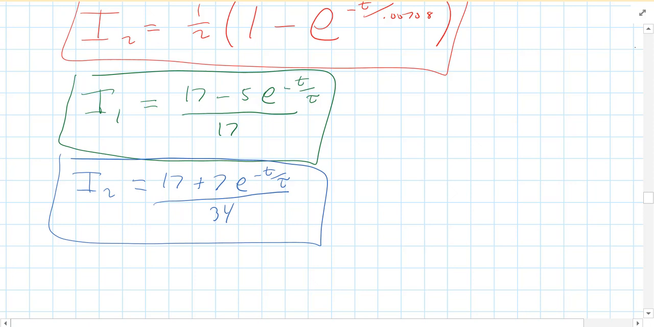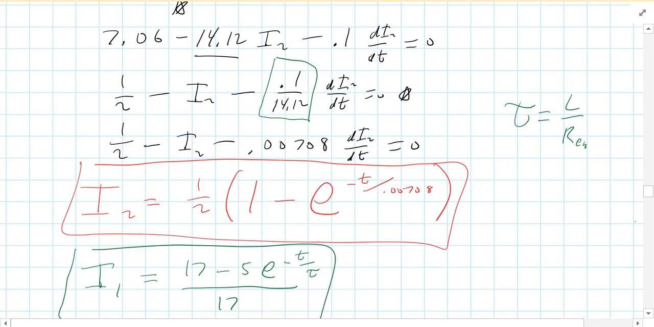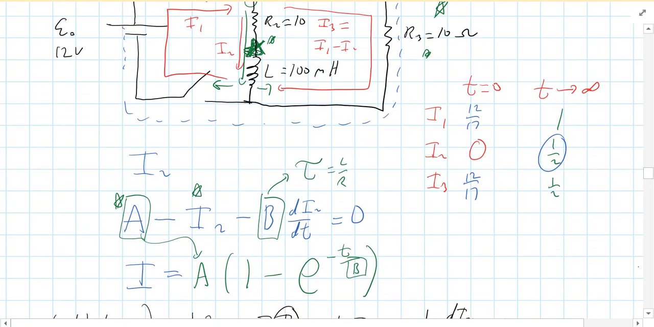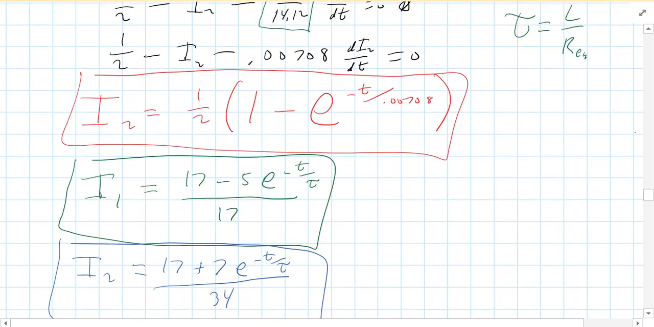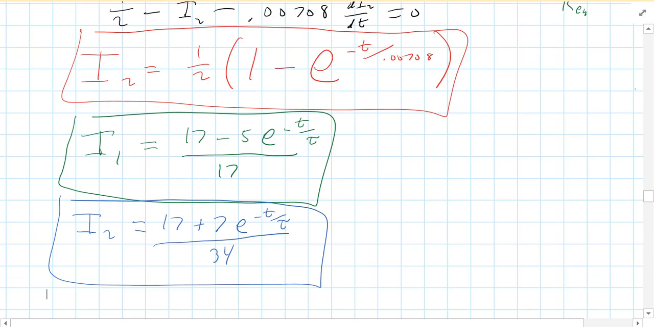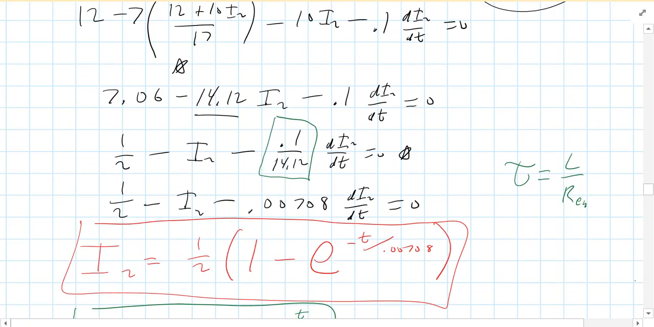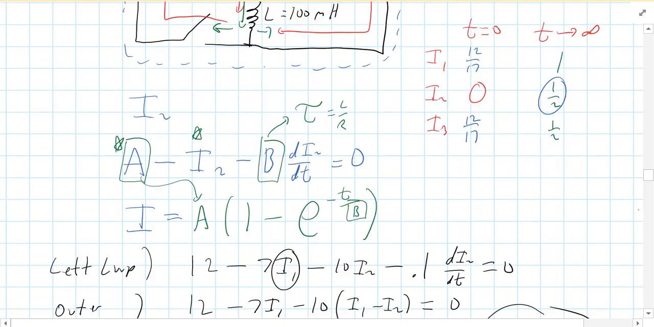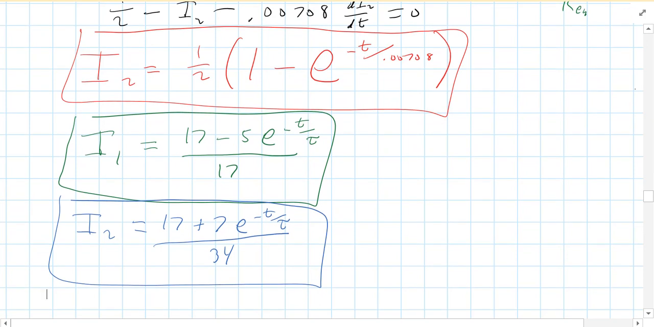Now again, does that do what it's supposed to do? Well, at t equals 0, e to the 0 is 1. You get 17 plus 7, you get 24 over 34, which reduces down to 12 over 17. So I3 should be 12 over 17 to start with. After a long time, e to the negative big number is 0, you get 17 over 34, which is a half, which is what we said it should be after a long time. So there are our 3 equations.